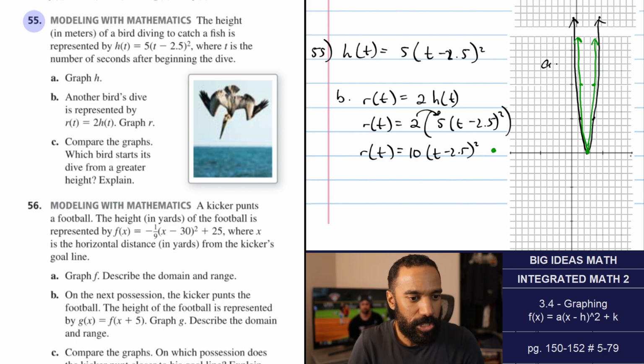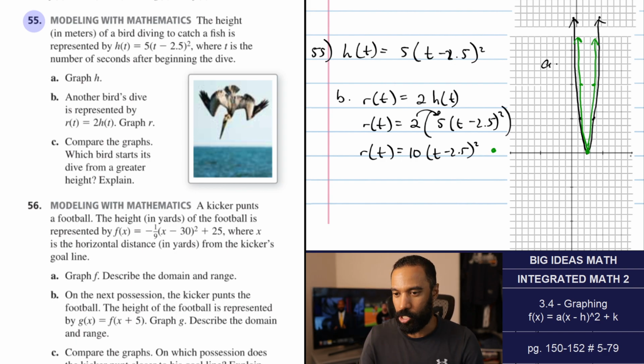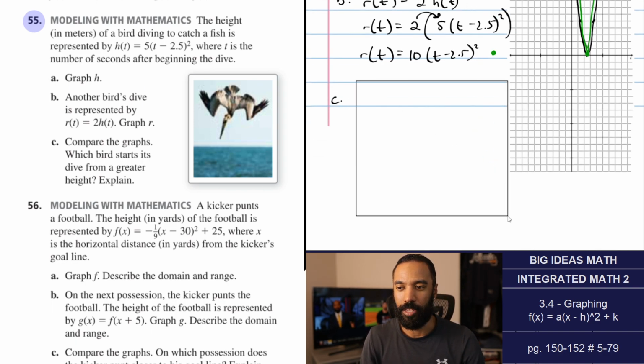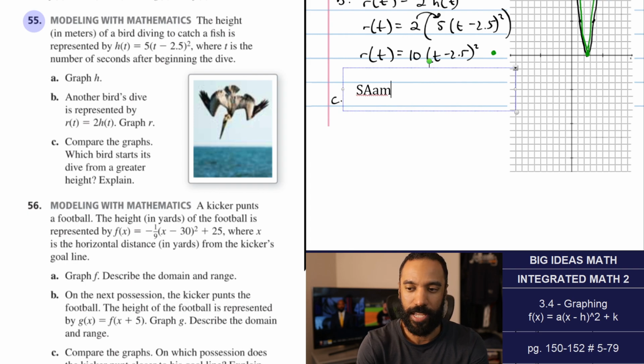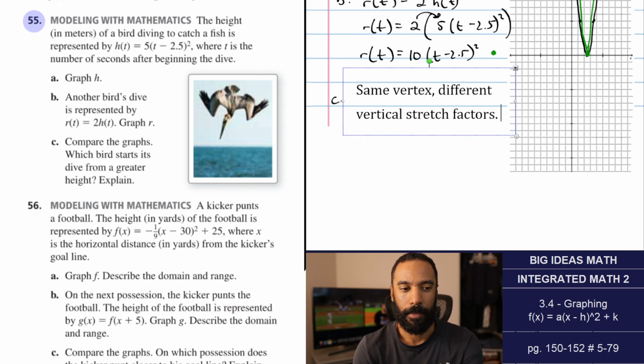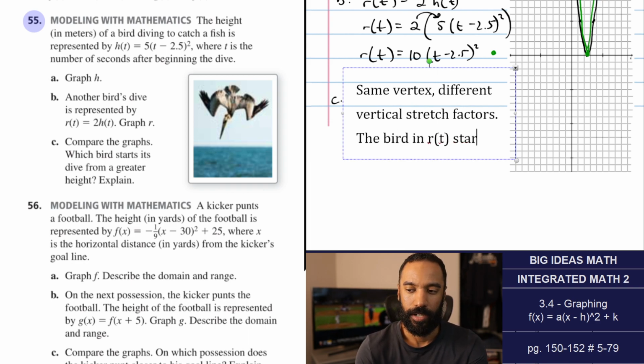Compare the graphs. Which bird starts its dive from a greater height? Explain. So I kind of just started talking about that. It is going to be r of t. They said compare the graphs. Same vertex, different vertical stretch factors. Now, which bird started from the greater height? The bird in r of t started at a greater height.